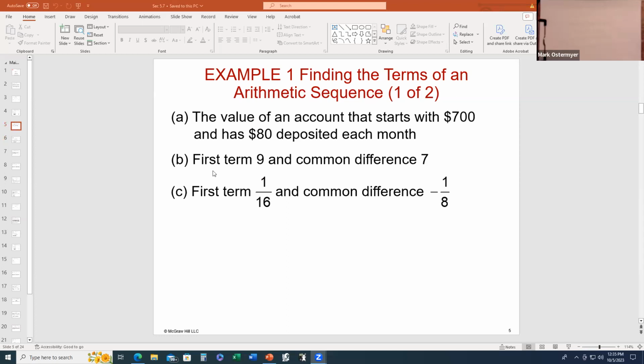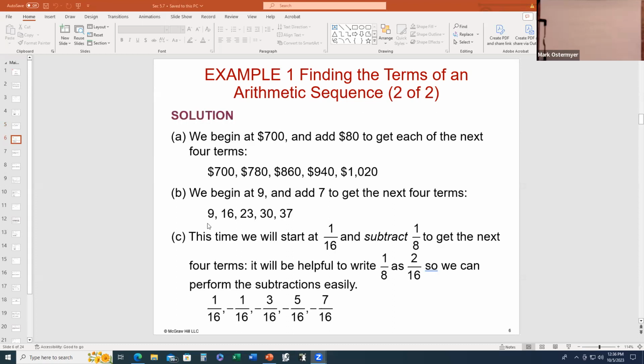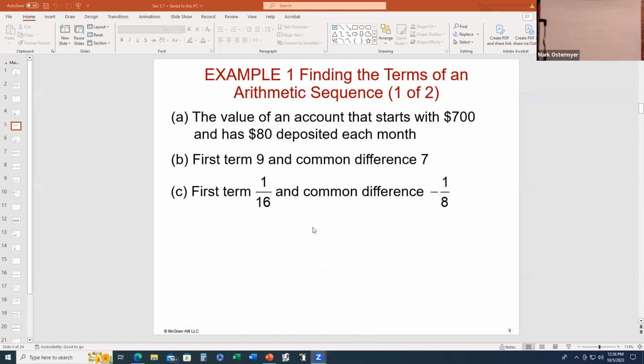All right, here's another example of such a sequence. First term is 9, and the common difference is 7. So listing the first 5 terms of this arithmetic sequence, we would have 9. 9 plus 7 is 16. 16 plus 7 is 23. 23 plus 7 is 30. 30 plus 7 is 37. That's an arithmetic sequence.